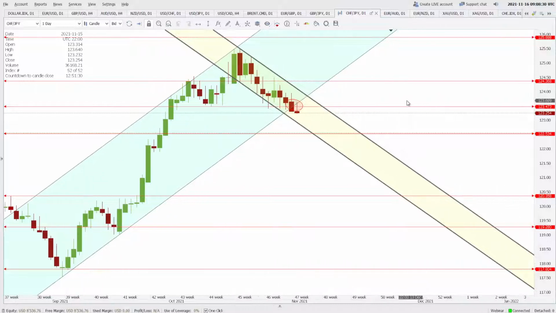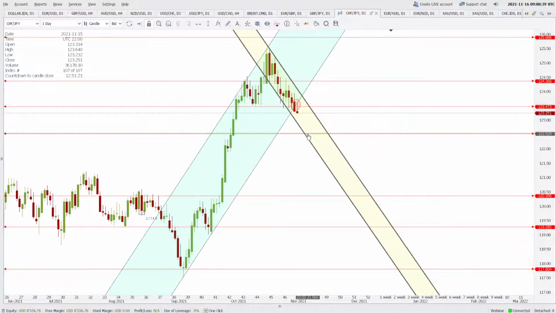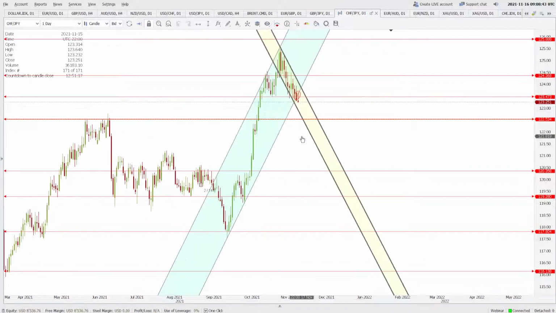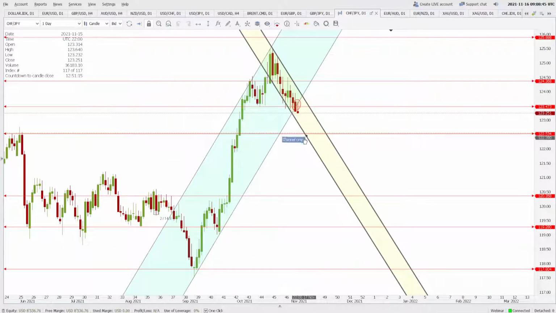Talking about CHFJPY, CHFJPY is still losing value. I think 122.53 is the area of demand for this currency. If the pair is able to achieve 122.52, I think a lot of buyers will be trying to push in, or you can say join the bandwagon to the upside.